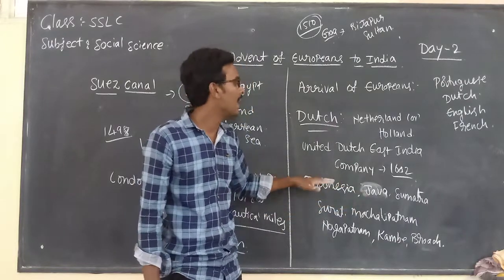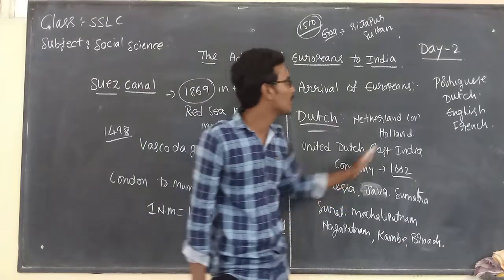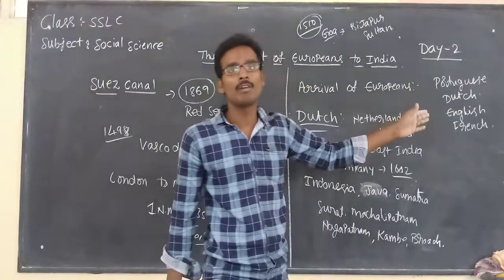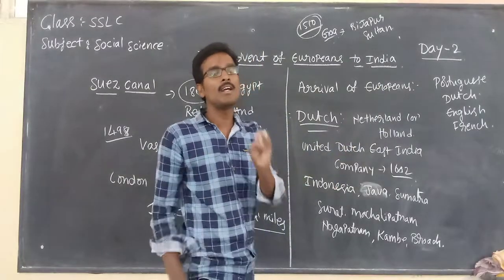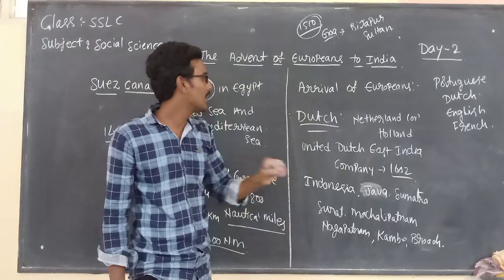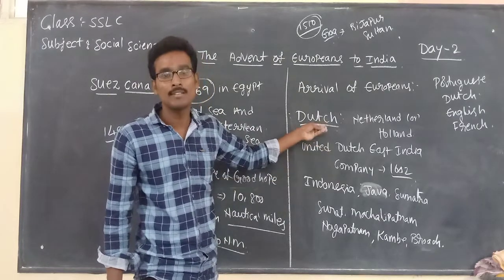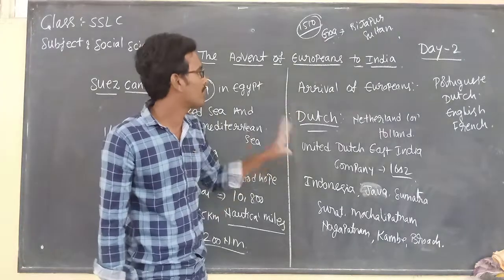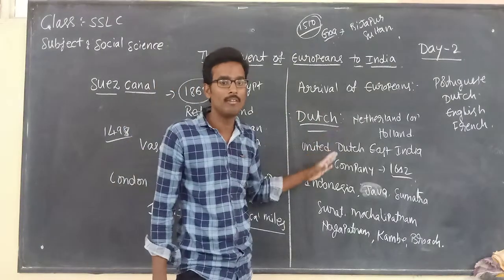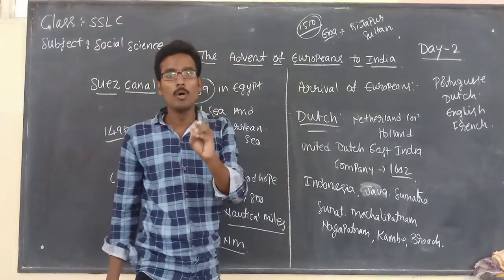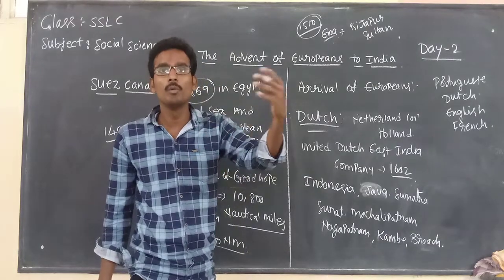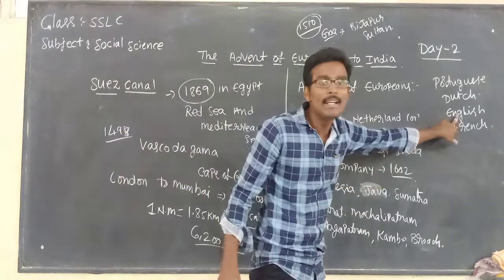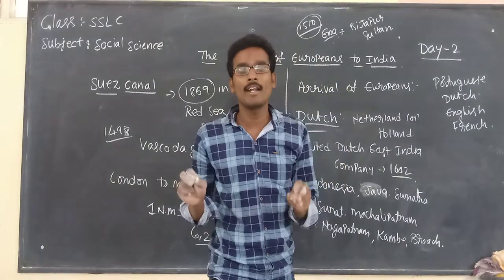After that, they handed over these islands to the British and vacated India. So we can say that the ruling period of the United Dutch East India Company as well as the Dutch people was very limited in India. After the Dutch, the important Europeans we are going to discuss are the English, none other than the British.